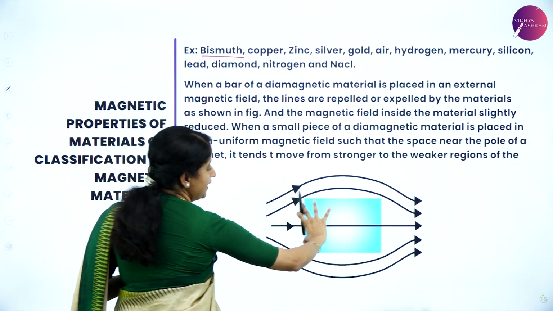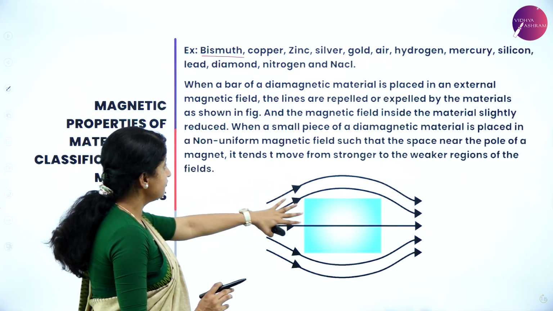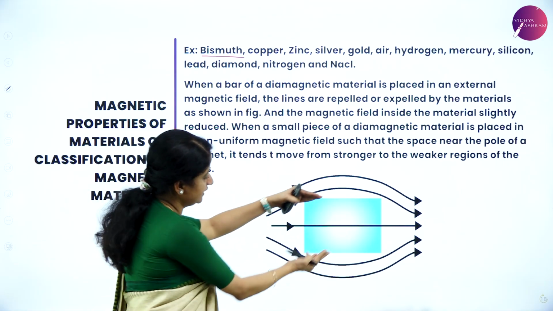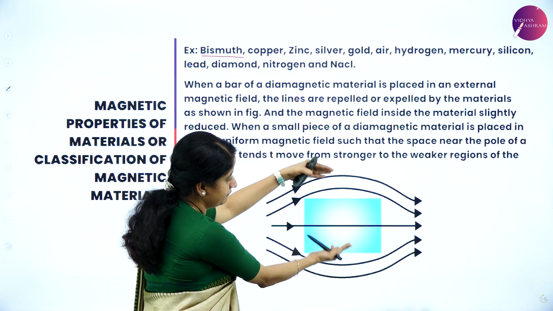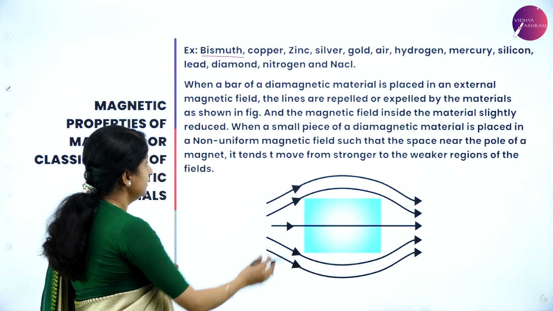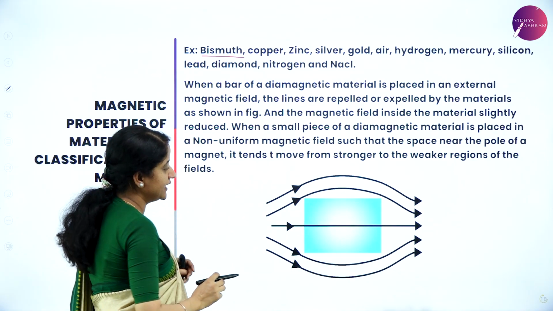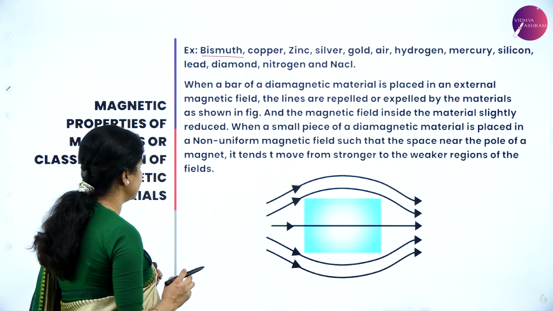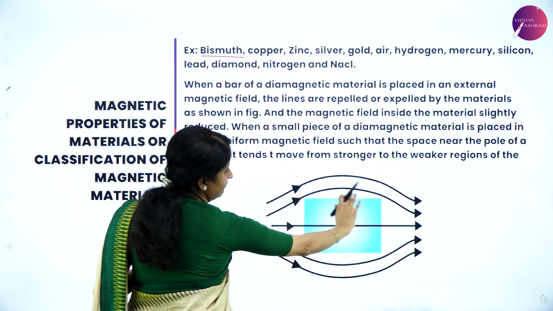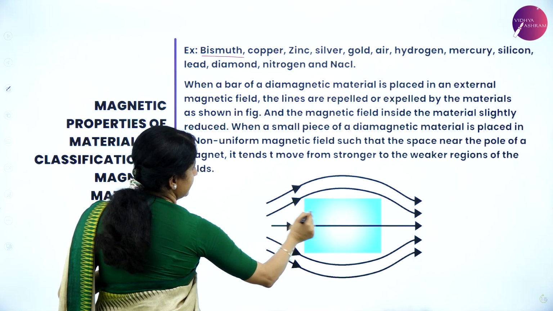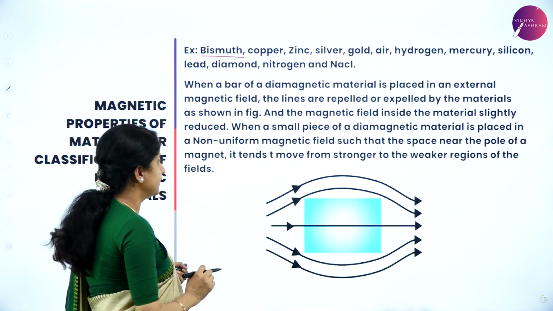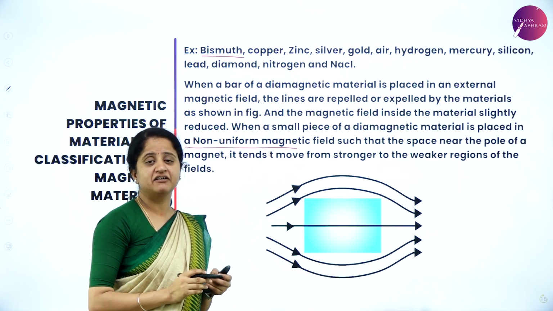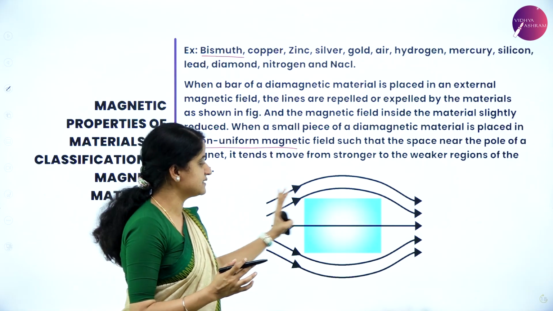Suppose this is a bar of a diamagnetic material. When a bar of diamagnetic material is placed in an external magnetic field, we can observe here the magnetic field lines are repelled from each other. So we can observe the repulsion between the field lines when a bar of diamagnetic material is placed in an external magnetic field. We can also observe that the magnetic field inside the material is reduced. When a small piece of diamagnetic material is placed in a non-uniform magnetic field, and if it is placed in a uniform magnetic field, these are our observations.